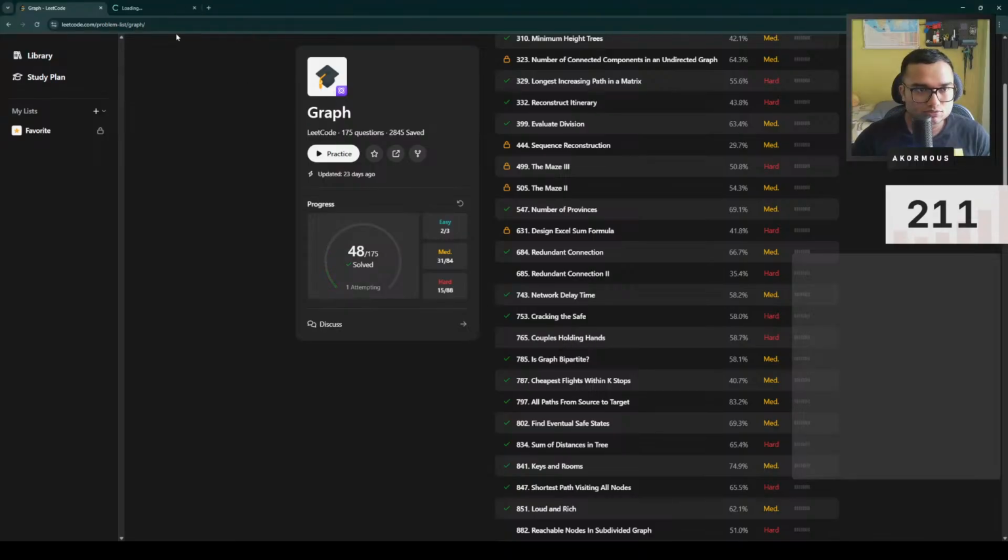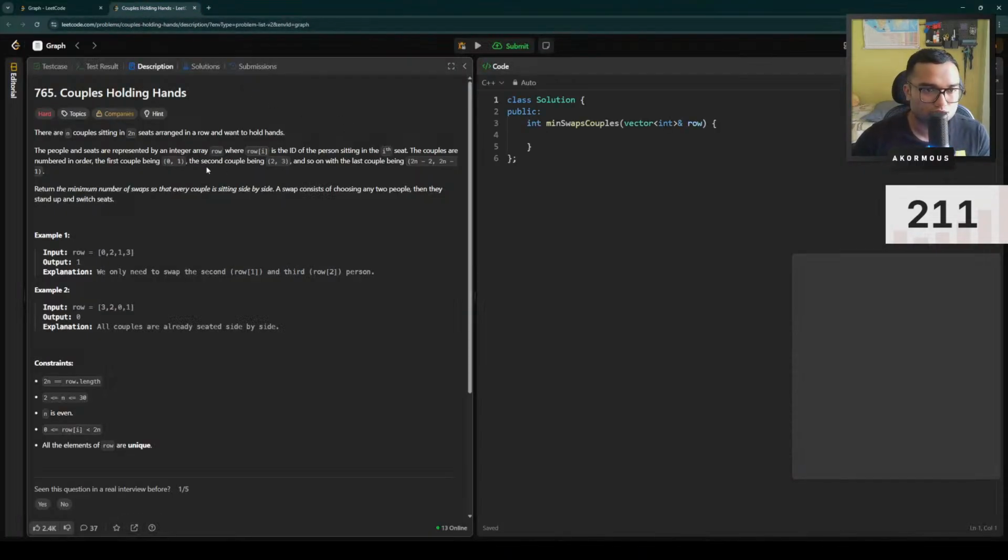Couple holding hands. Oh, that's a wholesome question. There are n couples sitting in 2n seats arranged in a row and want to hold hands. The people and seats are represented by an integer array row, where row[i] is the ID of the person sitting in the ith seat. The couples are numbered in order, the first couple being 0, 1, the second couple being 2, 3, and so on, with the last couple being 2n minus 2 and 2n minus 1. Return the minimum number of swaps so that every couple is sitting side by side. A swap consists of choosing any two people, then they stand up and switch seats.